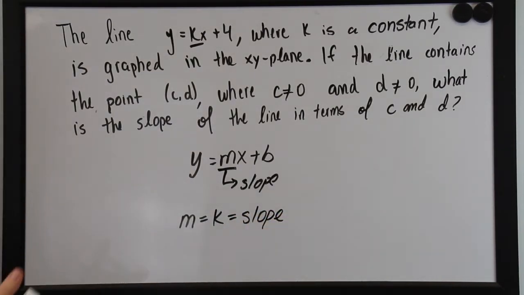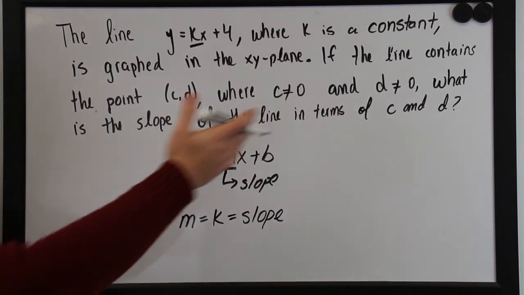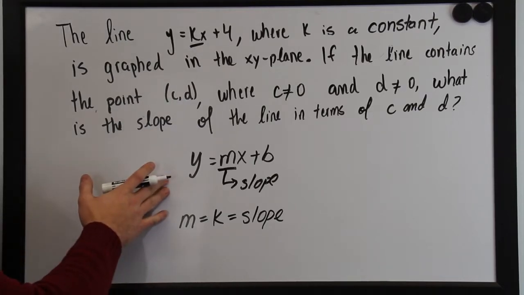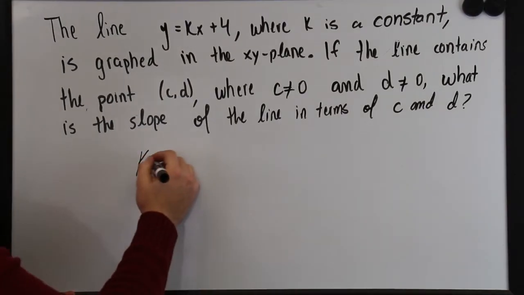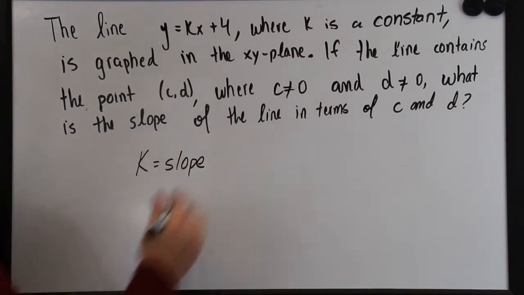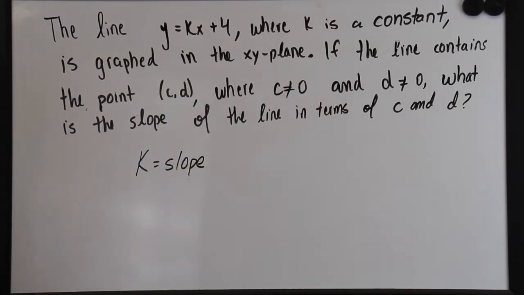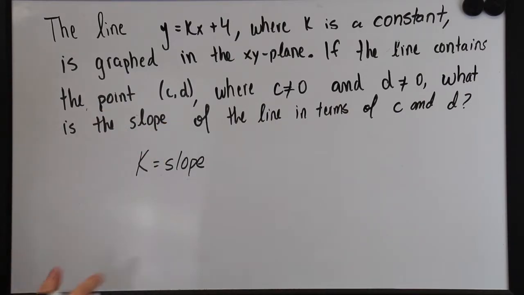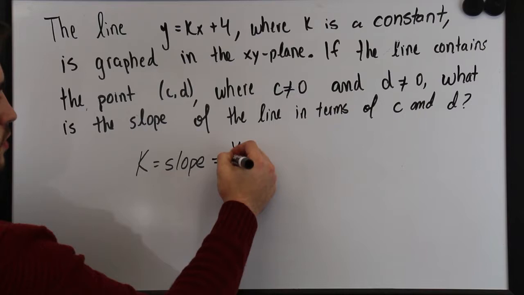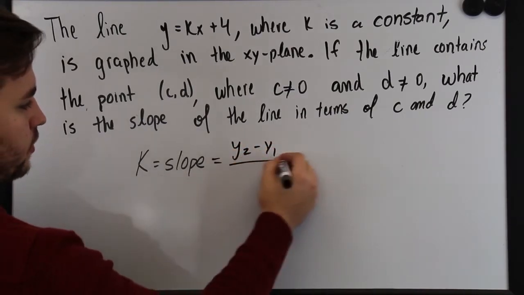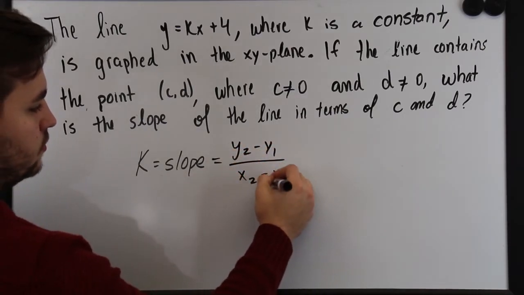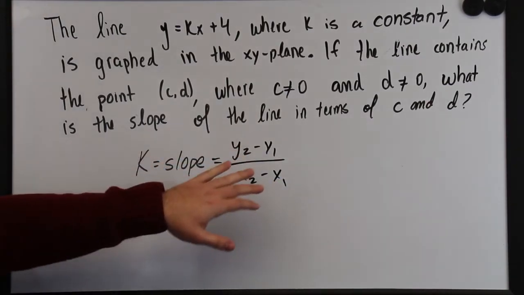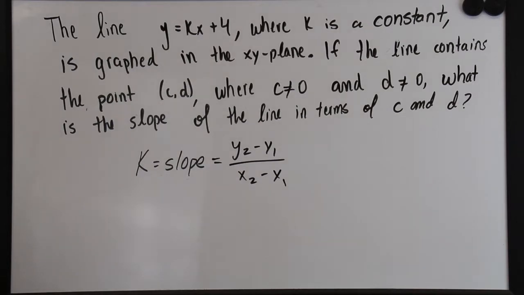Effectively, the problem wants us to solve for k in terms of c and d, and we're able to come up with that conclusion knowing the slope-intercept form of the line. So if k is our slope, we now have to use the slope formula to determine what k can be in terms of c and d. The slope formula is represented by y2 minus y1 over x2 minus x1, y2 and x2 being a point, and y1 and x1 being a different point.